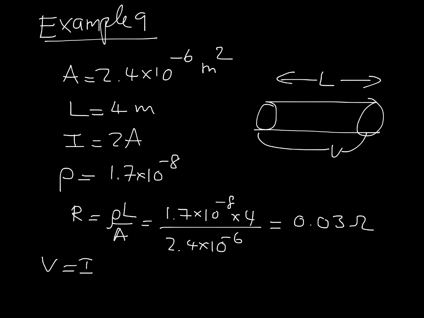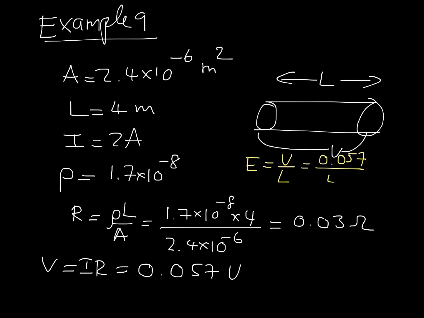When we know R, we know the potential difference V across these two ends. So V equals I times R. I'm going to multiply this number by 2 ampere, and the potential difference is 0.057 volt. The electric field E is V over d, so V over L. So we have 0.057 divided by L, which is 4 meter, and this is 0.014 volt per meter. So this is the answer of part A.